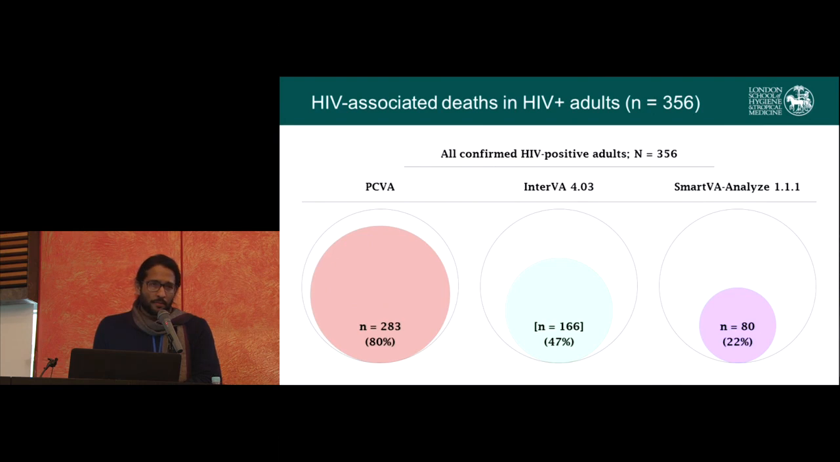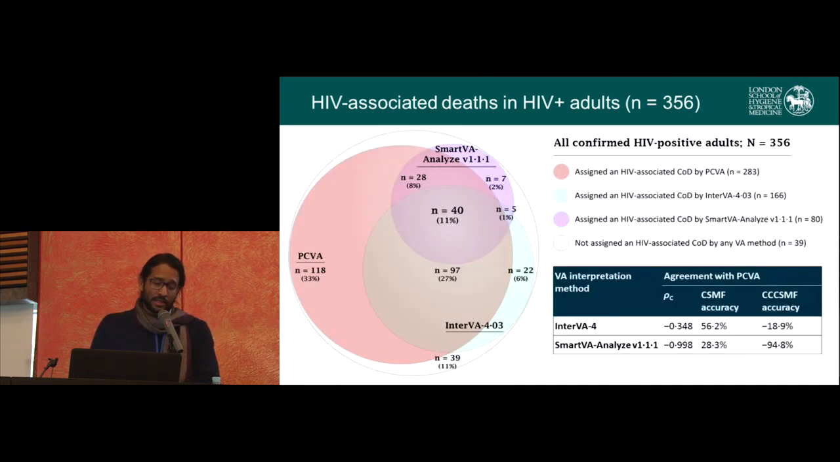And this is the slightly unusual analysis. This is looking at a subset of the overall population, just the 356 HIV-positive adults. And this is the number of HIV-associated deaths assigned among HIV-positive adults only. You can see there's quite a lot of variability between these three methods. PCVA assigned 80% of HIV-positive people an HIV-associated cause of death. InterVA, only just under 50%, and version 1.1.1 of SmartVA Analyze, only 22%.